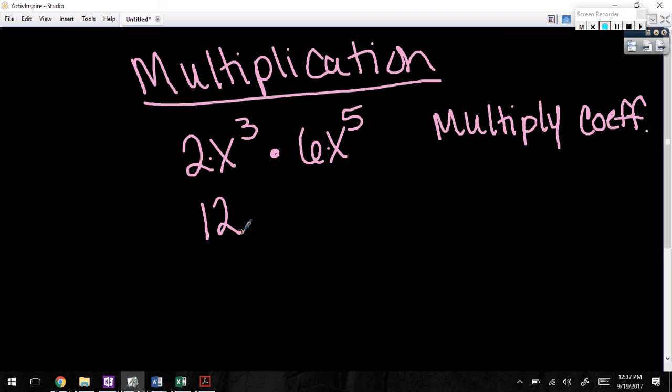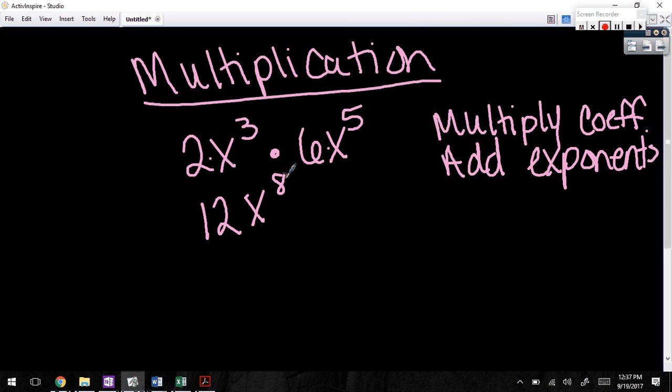You add the exponents. So I multiply the coefficients and I add the exponents. Now remember, when I'm adding or subtracting, I'm leaving those exponents alone. When I'm multiplying, though, I'm combining them. Does that make sense? Okay.